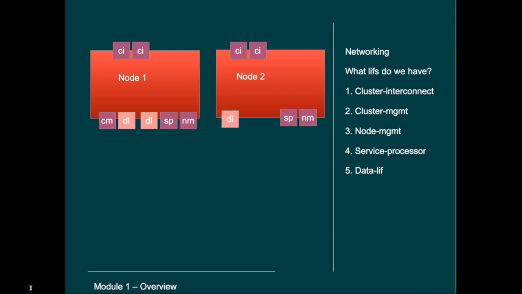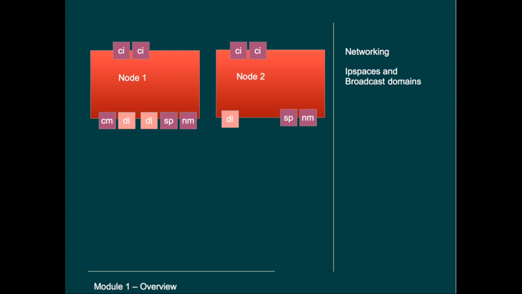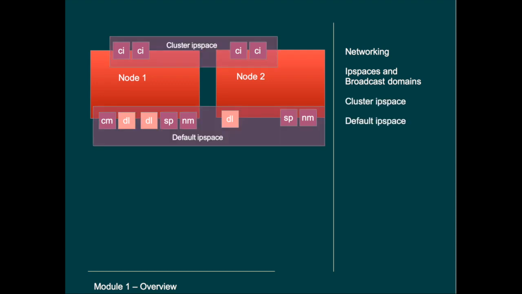Then we've got IP spaces, which is relatively new, and by default, a multi-node cluster has two IP spaces, the cluster IP space and the default IP space. This cluster IP space holds exactly one broadcast domain, and that broadcast domain will host the cluster interconnect ports.